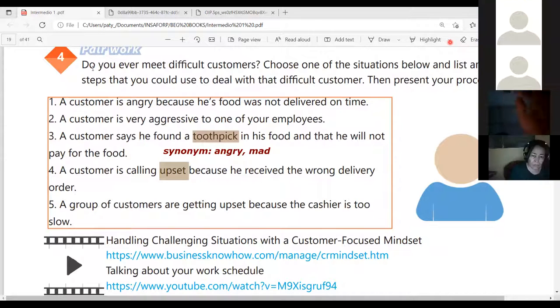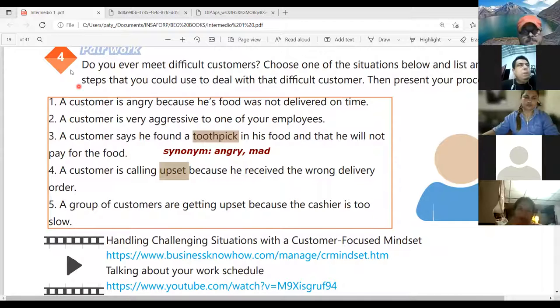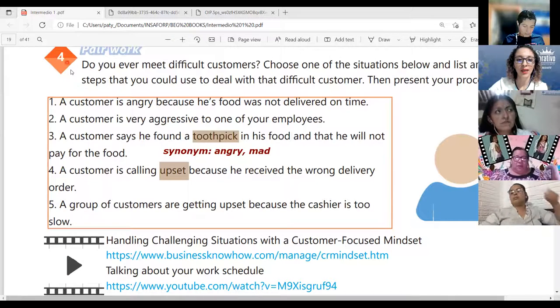Teacher. Yes? Getting upset es una sola palabra. No, solo upset. Getting es como comenzarse a poner así. Okay, thank you, teacher. You're welcome.